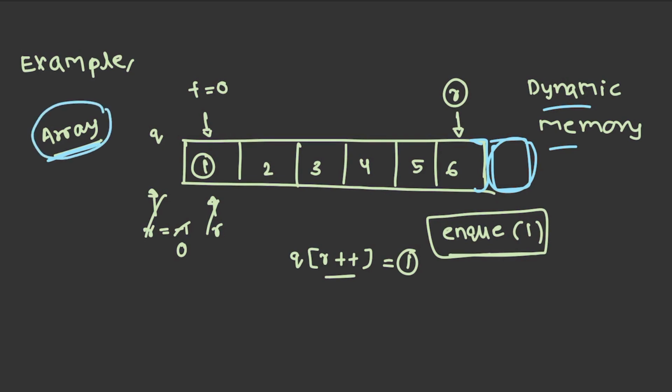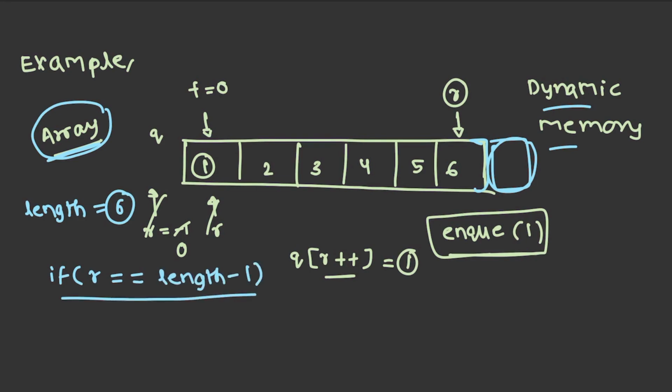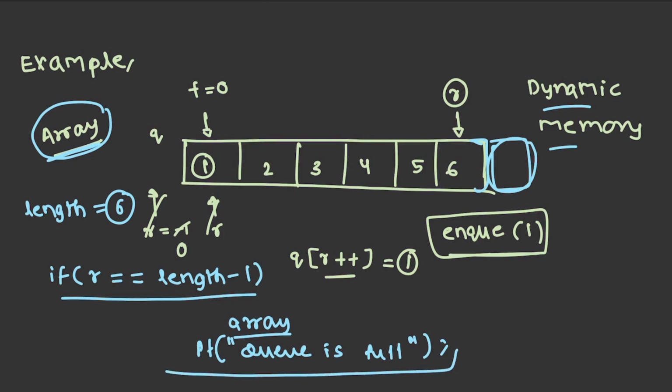Now, in this case, when you are trying to implement with the help of an array, then you need to keep track of length. Let's say the length over here is 6. You need to check whether rear pointer is pointing to length -1. If it happens, then the array is full or the queue is full. You can print and tell the user that queue is completely occupied with storage. In this case, if you want, you can perform dequeue operation so that the queue will be free.